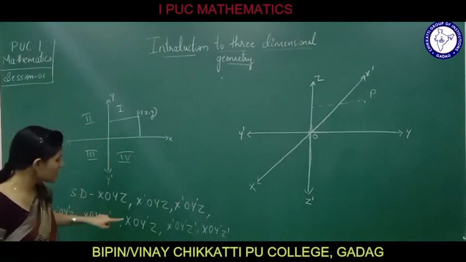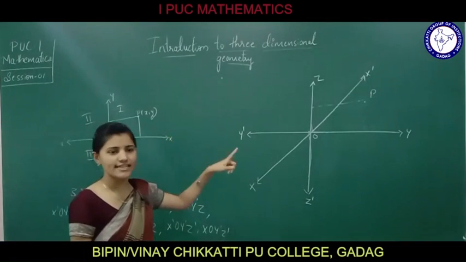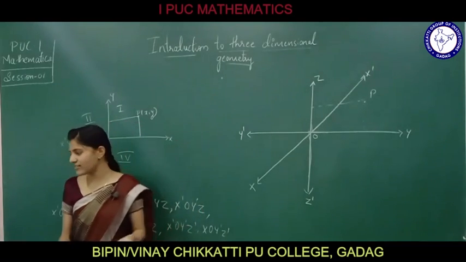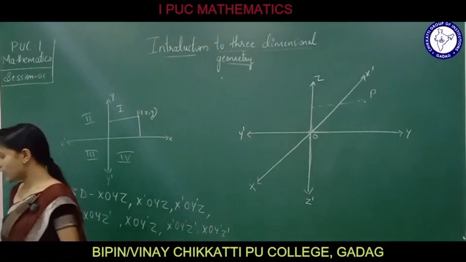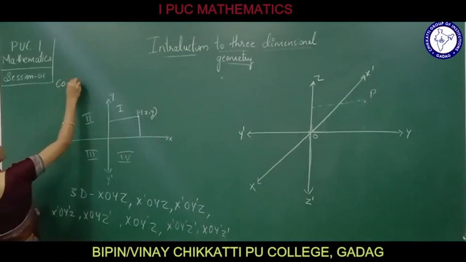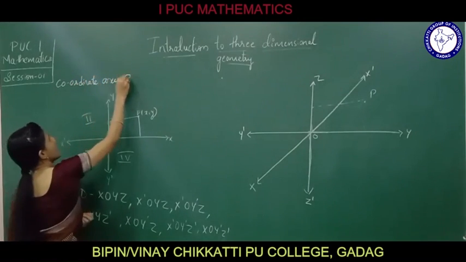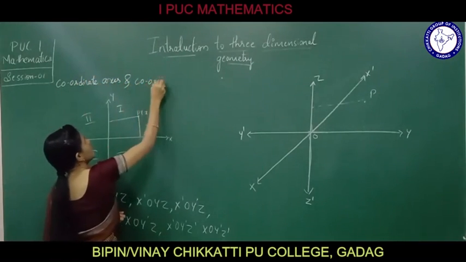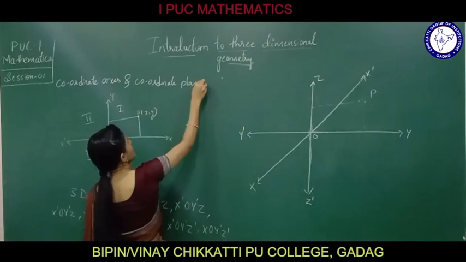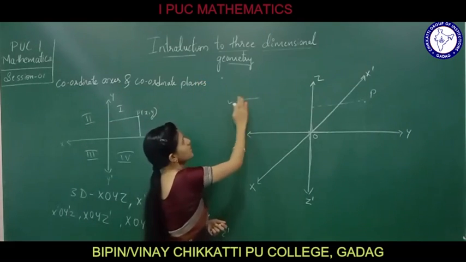Now here we have 8, that is why we say them as octants. What have we done here? We have found the coordinate axes and coordinate planes with respect to 3-dimensional space.